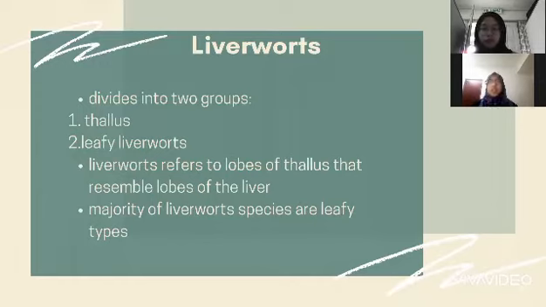Liverworts are divided into two groups. First, thallus liverworts with flattened bodies. Second, leafy liverworts, which superficially resemble mosses. The name liverwort refers to the lobes of the thallus that resemble lobes of the liver. The majority of liverwort species are the leafy types.